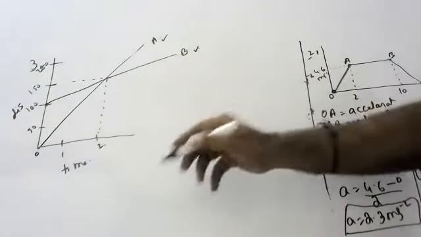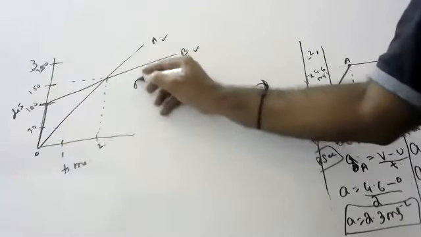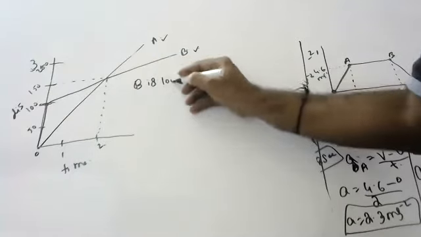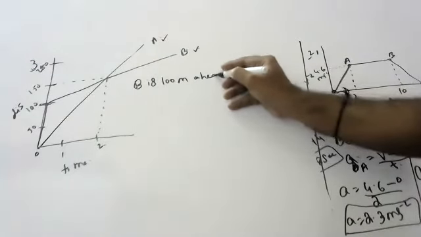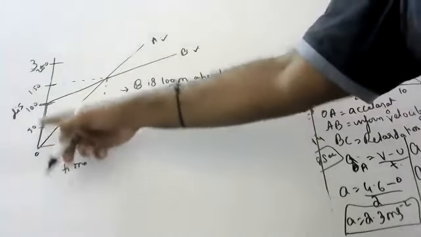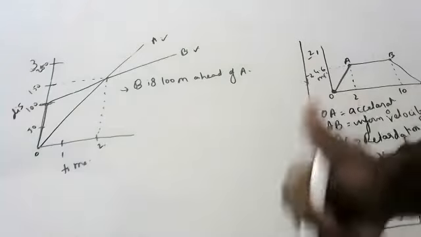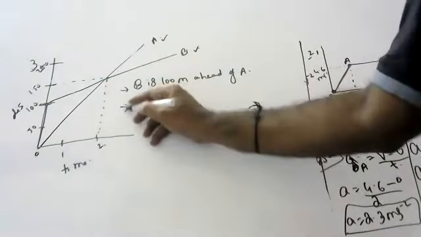Sir, 100 meters. See children, B is starting at 100 meters. B is 100 meters ahead of A. At the starting of the motion, B is 100 meters ahead of A. That is the first question. Second question, what is the speed of B?